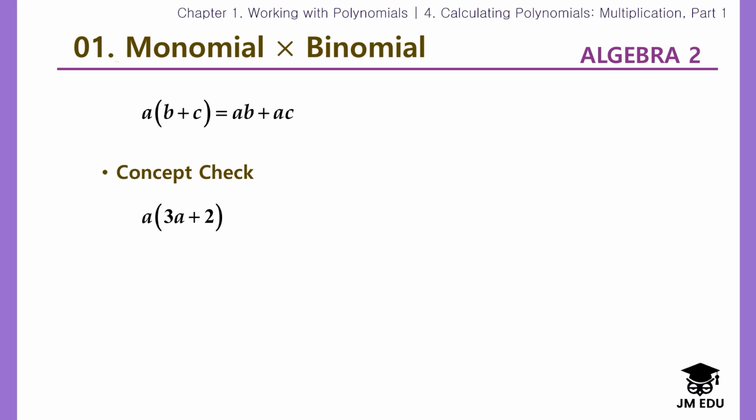So this is going to be a times b, which gives us ab, plus a times c, which is equal to ac. Okay, concept check. Here is the example: a times 3a plus 2. So what we have to do is multiply a by 3a, that's going to be 3a squared, plus a times 2. That's going to be 2a.